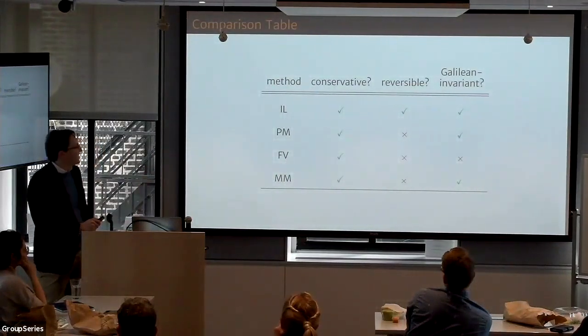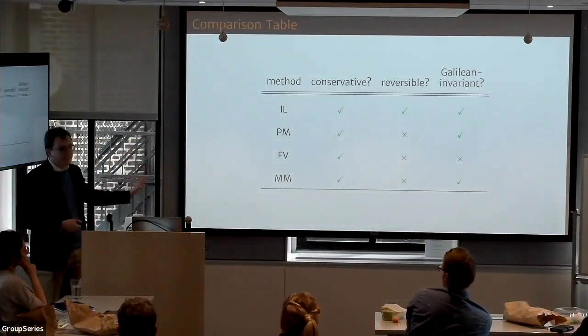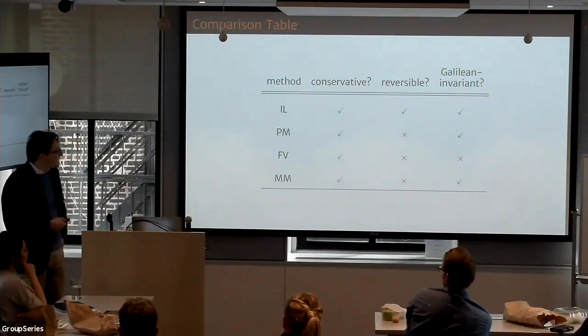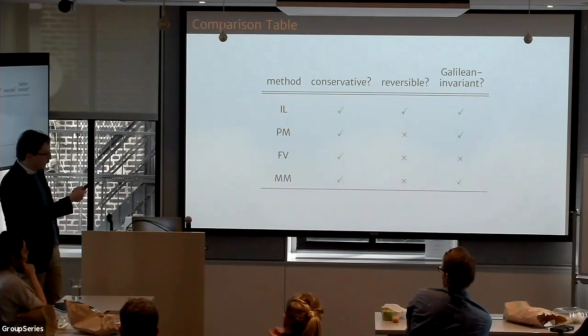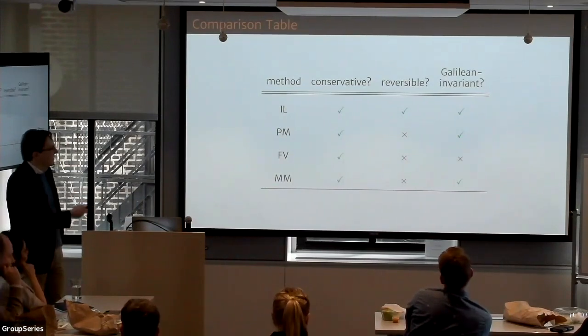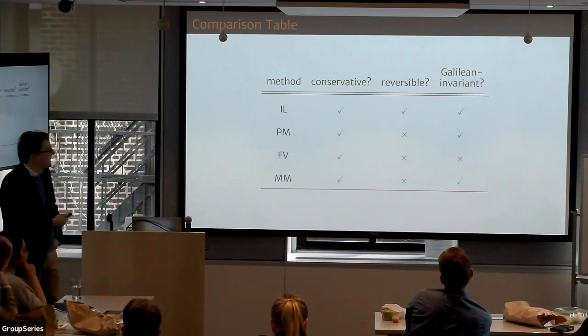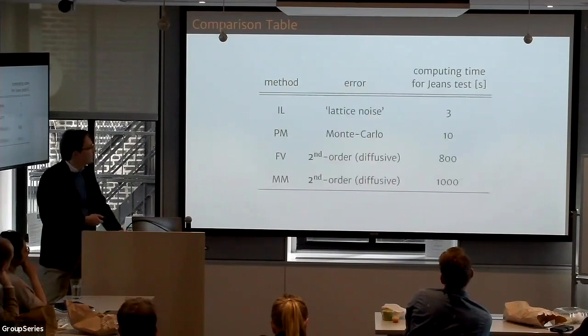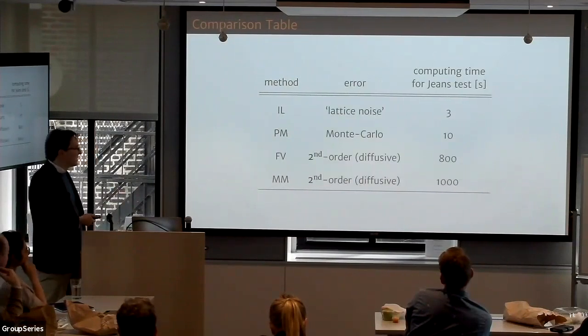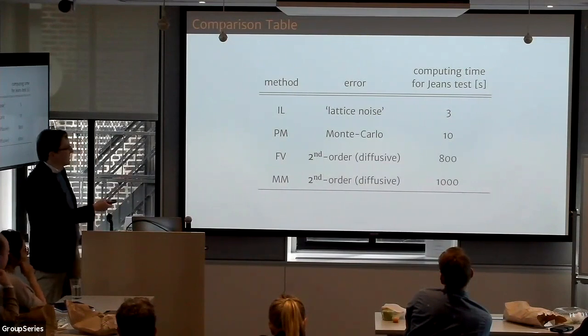So I'll show some tables summarizing some of the properties. Again, it's important to test for convergence and all of these. But first, the qualitative properties: you can ask whether the method's conservative, whether it's reversible, so integer lattice is the only one that's fully reversible, and whether the method's Galilean-invariant.